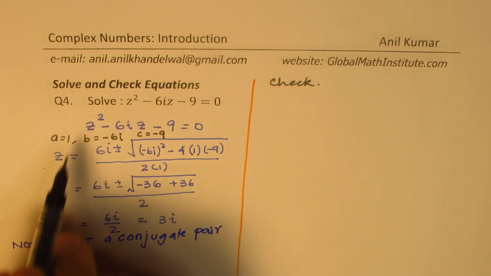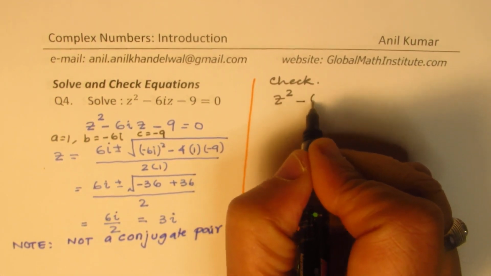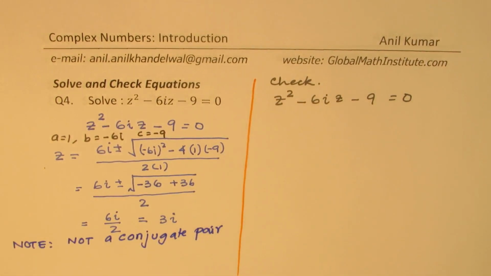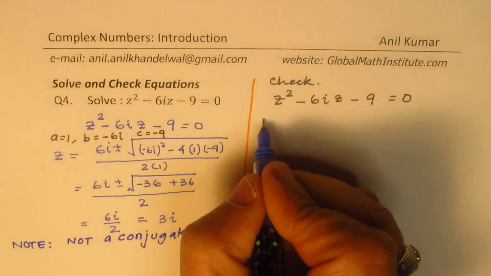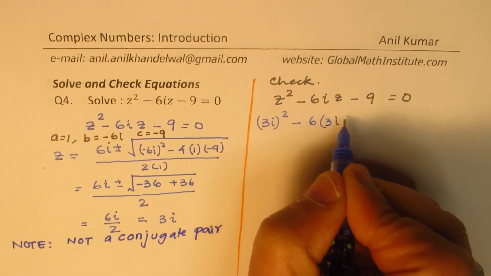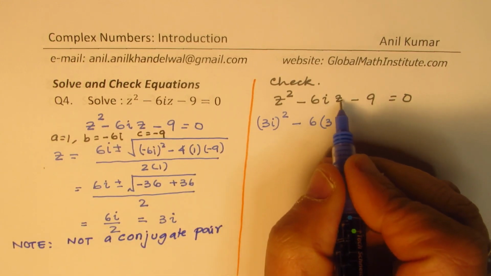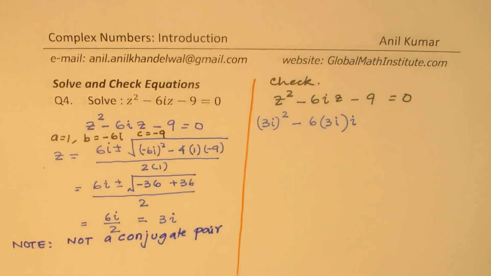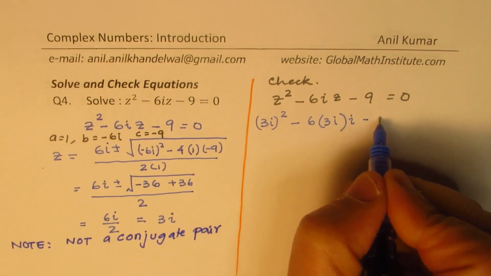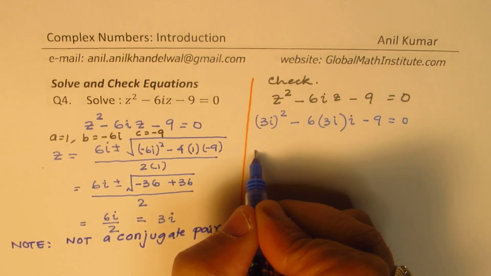Now let's check this solution. I'll write 3i for z. We are going to check by substituting the value in z squared minus 6iz minus 9 equals 0. So when I substitute 3i here, we get (3i) whole squared minus 6i times 3i. For z we have put 3i, and we have the i separately, here, minus 9 equals 0.